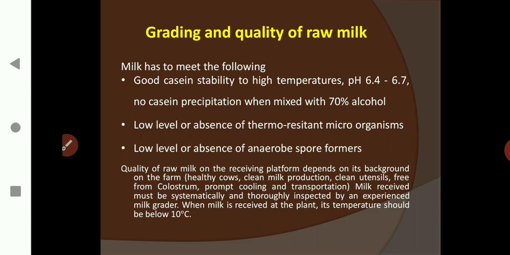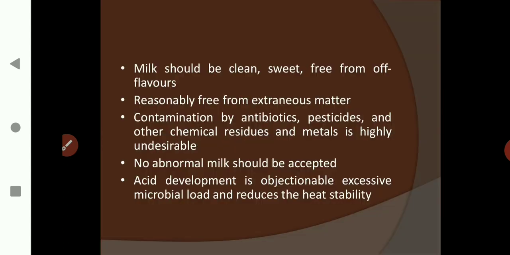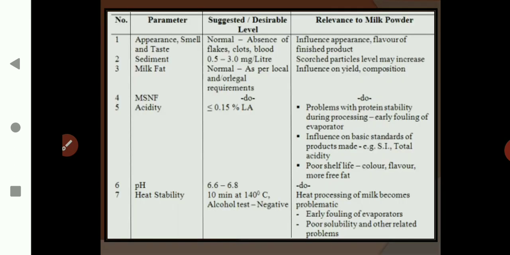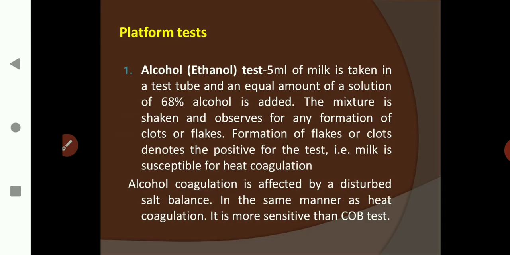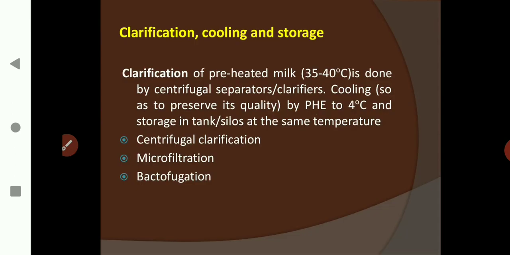We have already seen these steps, so I am just skipping. But when you are asked to write the manufacture of evaporated milk, you have to write everything, all the steps. You should not write that it is the same as sweetened condensed milk. You should write starting from the quality of milk. That's why I included these slides here. I'll share the slides with you. So I'm just skipping. It is the same as sweetened condensed milk. Platform test, you know it.